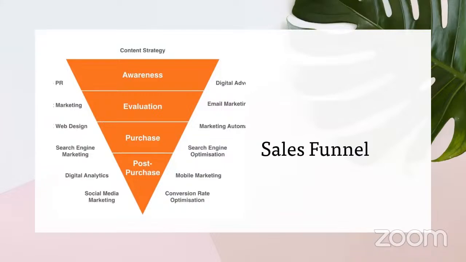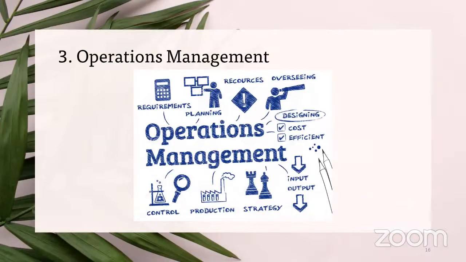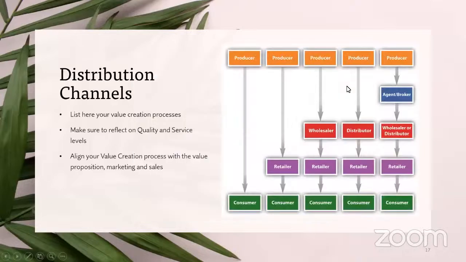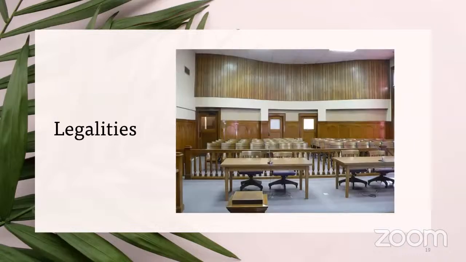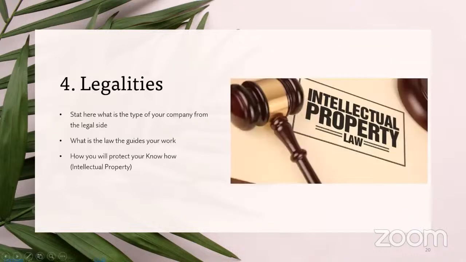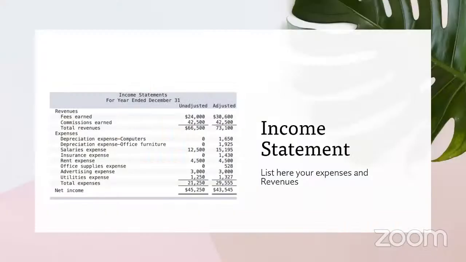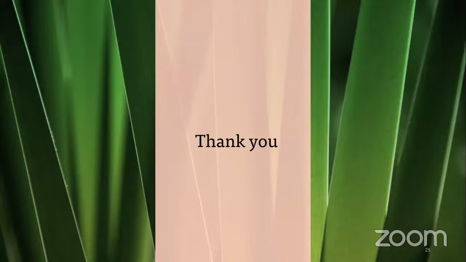The third section is about operations, how you can operate and how you can develop your product or service. So, what are the channels and what is your distribution model? Do you have inventory or not? What are the legalities, which is the fourth section? It's more important because if you have an IP, something to protect your idea. Finally, the final section is the financial statements in details. So this is what a business plan is about.